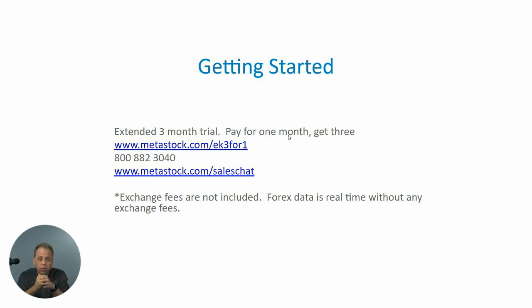Okay. The special that we're going to do for you is, if you pay for a month, we'll give you 3 months. So if you pay $99 for the first month, we'll give you the second and the third month for free. If you pay $150, we will give you the second and third month for free, bringing your effective cost during the evaluation period to $50 per month.